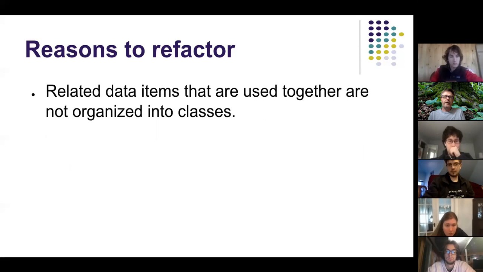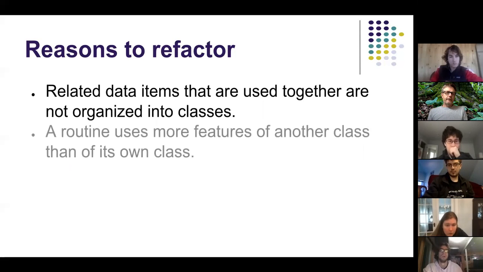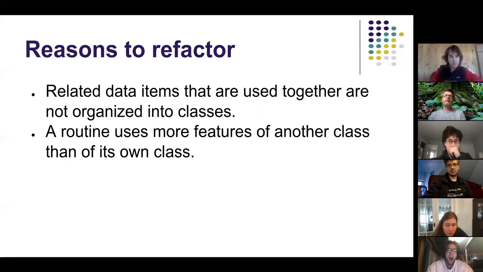Related data items that are used together are not organized into classes, right? If you just have a bunch of data that goes together, but you didn't put it in a class, bad news. A routine that uses more features of another class than it does of its own class, right? This is actually a lack of cohesion. If something depends too much on something else, you probably didn't slice it right.